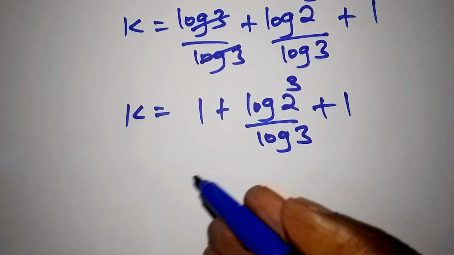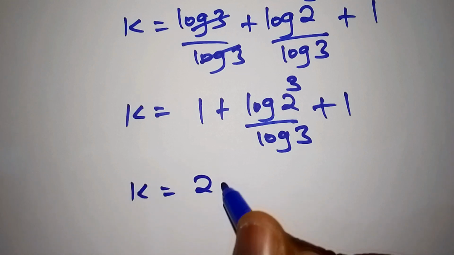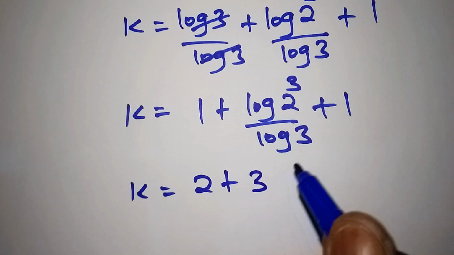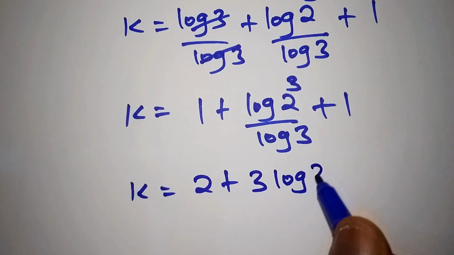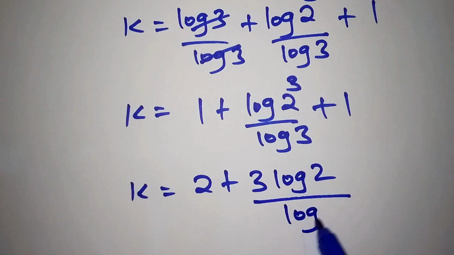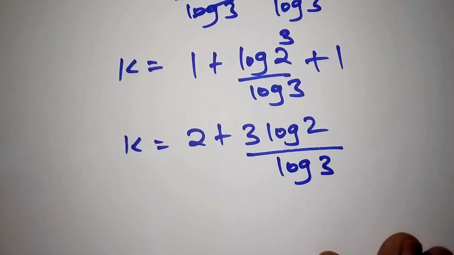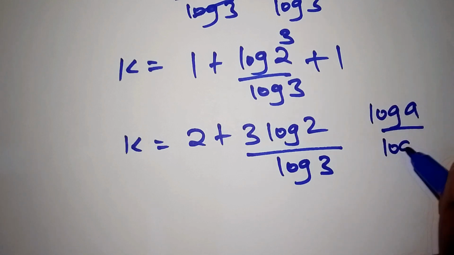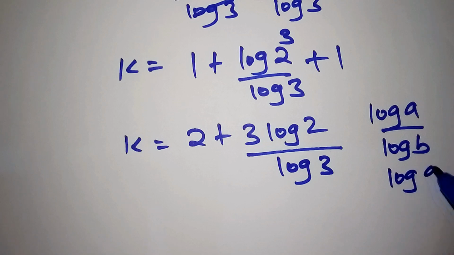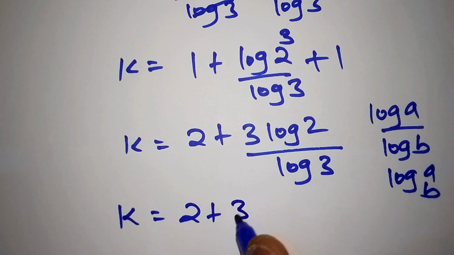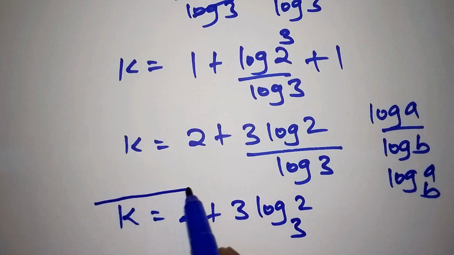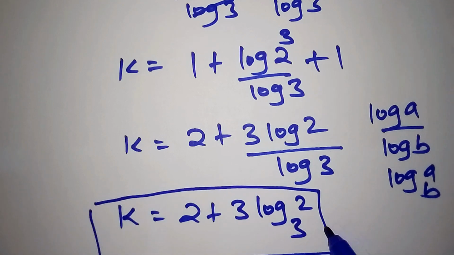So 1 plus 1 is 2, so k is equal to 2 plus, so log 2 to the power of 3 can also be written as 3 log 2, then all over the log of 3. So next now, when you have, for example, the log a all over the log b, this one can also be written as the log of a to the base of b. So the value for k is equal to 2 plus 3 times the log of 2 to the base of 3. So this one now qualifies to be our most correct and final answer.